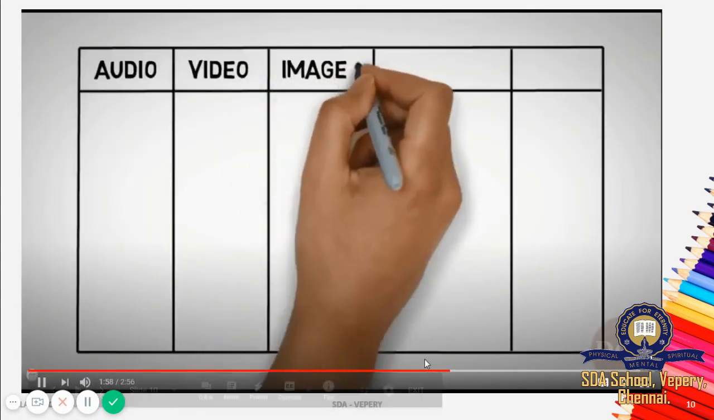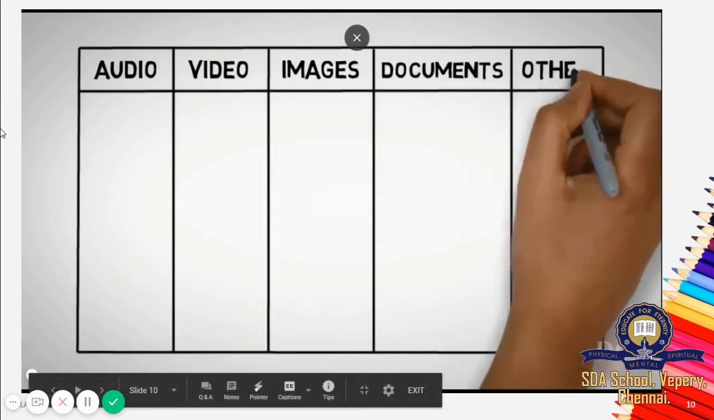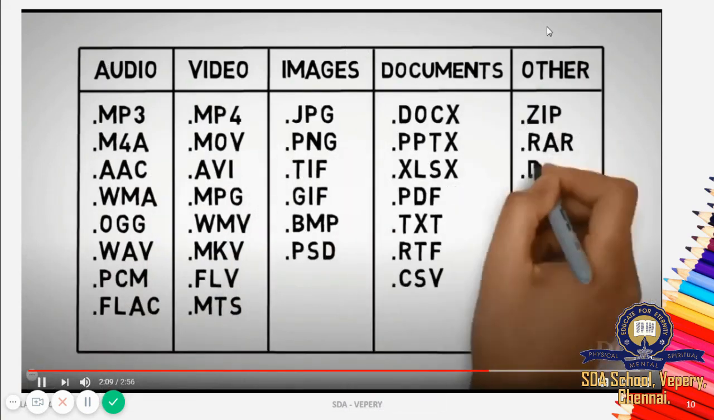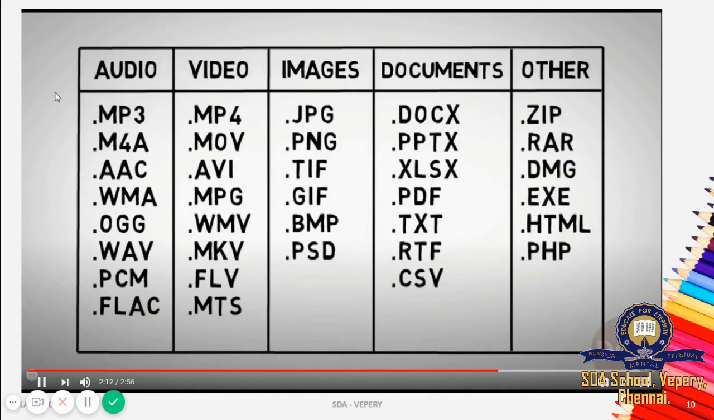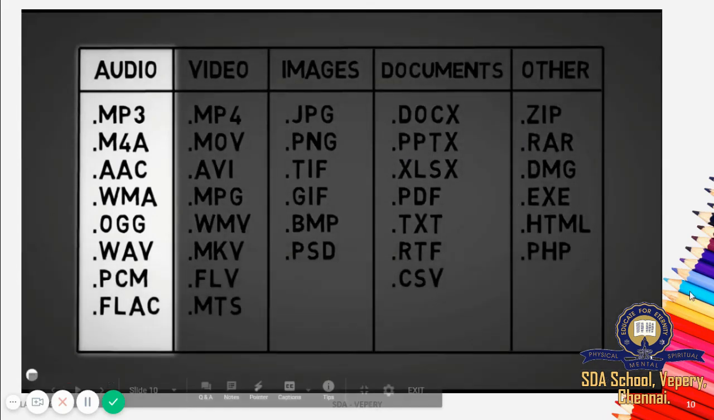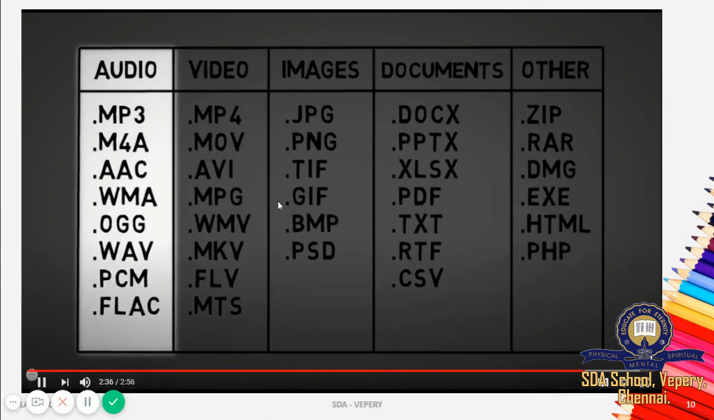So what are the extensions? What types of files can be stored in the computer? Here, look at this. Audio files, video files, images, documents and other files. Look into these extensions carefully. These extensions must be saved with the help of the dot operator. .mp3, .mp4, .jpg and .doc. These are all the extensions in which you can store the file in your computer system.